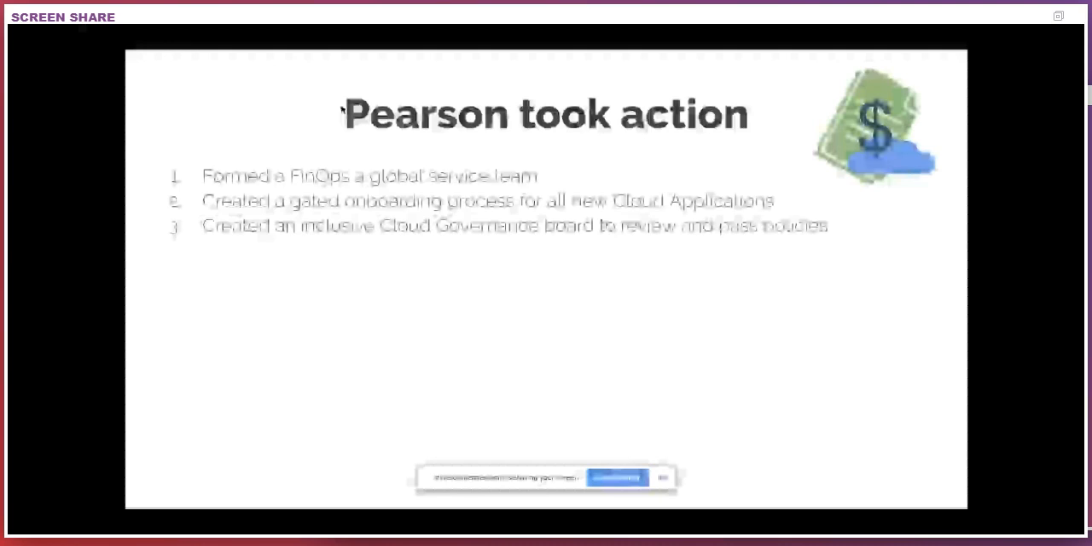Is this any better? Oh, yes. So much better. You want me to back up a few slides? Go back one. It got really bad there toward the end. Yeah.